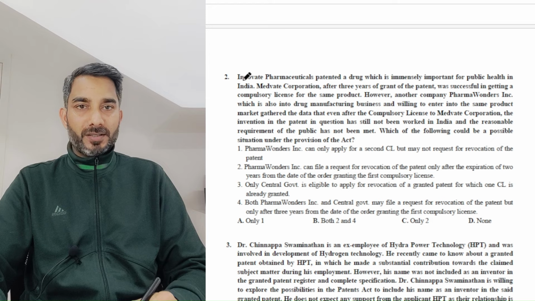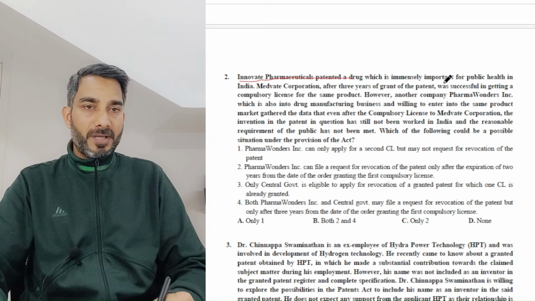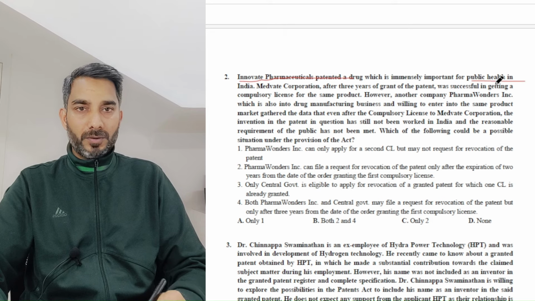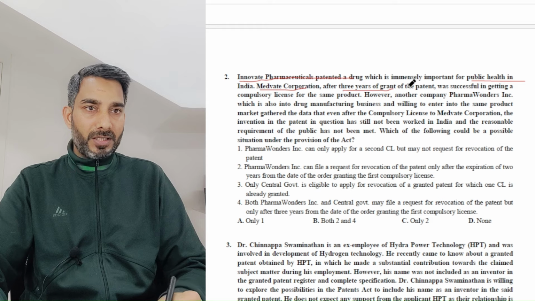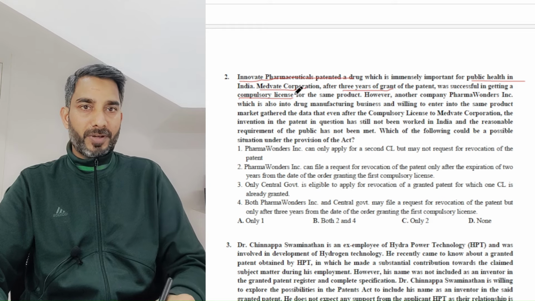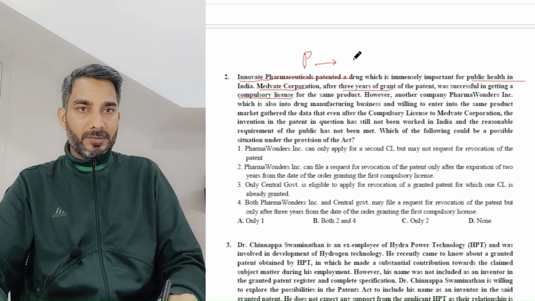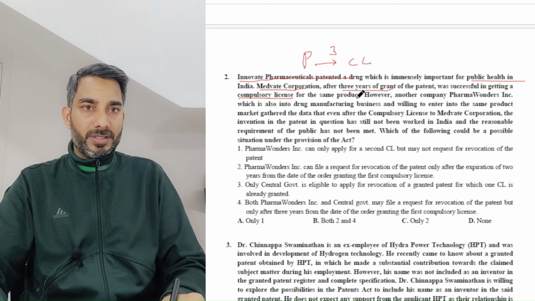So here is the second question. Innovate Pharmaceutical patented a drug which is immensely important for public health. Okay. Medway is another corporation. After 3 years of the grant, it was successful in getting a compulsory license. Perfect. So we have a patentee. CL has been granted after 3 years. Perfect.